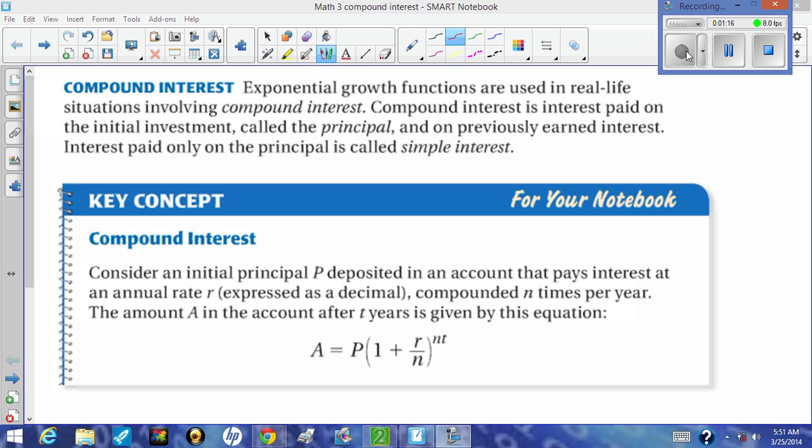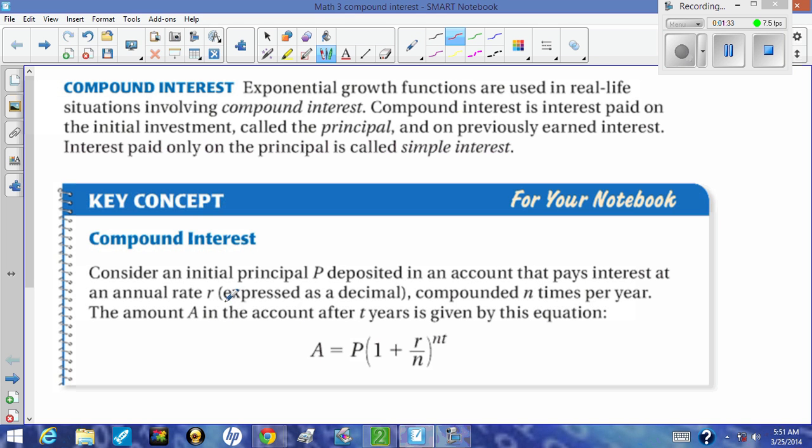Okay, compound interest. Consider an initial principal P deposited in an account. That's money we put in. I'm going to deposit $400 or anything like that, anything you put in the bank. And the account pays interest at the annual rate R, and remember R is expressed as a decimal. Anytime we deal with percentages, we always do math with a decimal, and it's compounded N times per year. The amount A in the account after T years is given by this equation. So if you didn't quite get your A, your P, your R, your N, and T, they're all up in here.